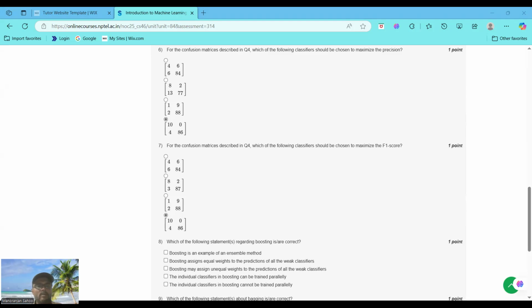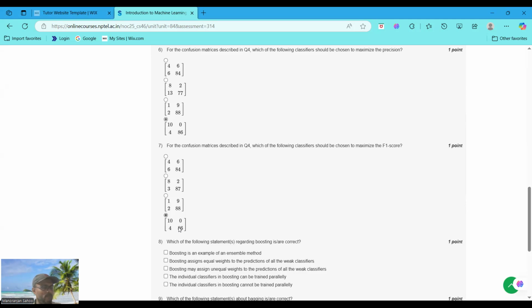The question is asking which of the following classifiers should be chosen to maximize the F1 score. The F1 score is the harmonic mean of precision and recall. Classifier D has the highest precision and recall, resulting in the highest F1 score. So question 7, option D.